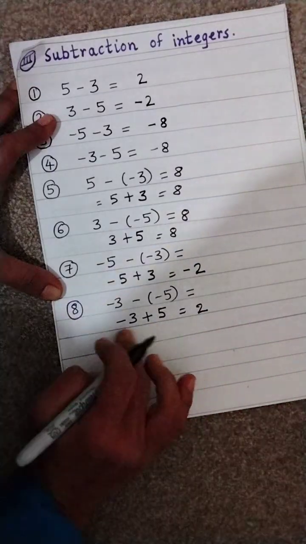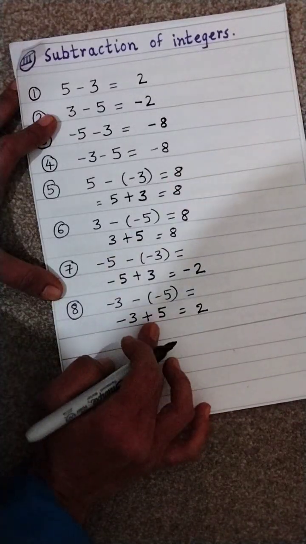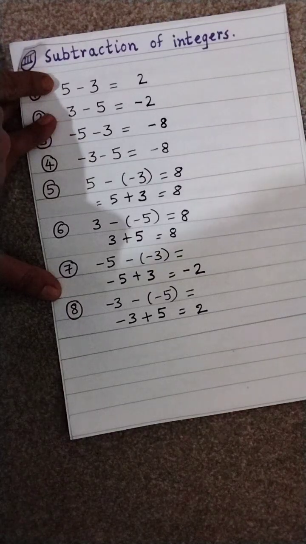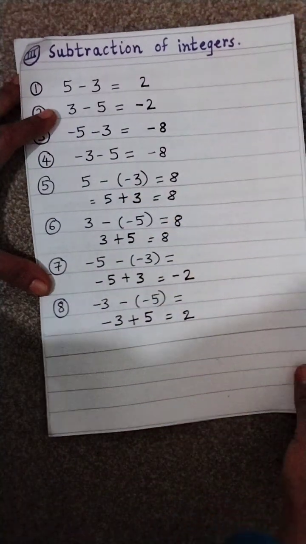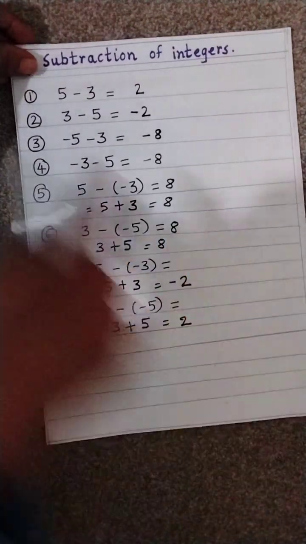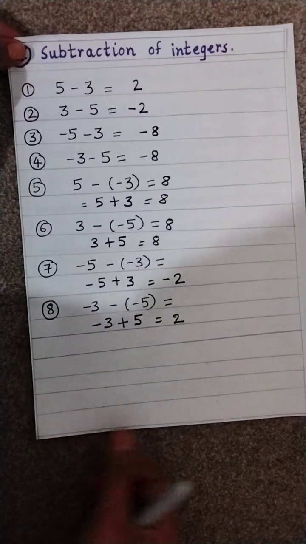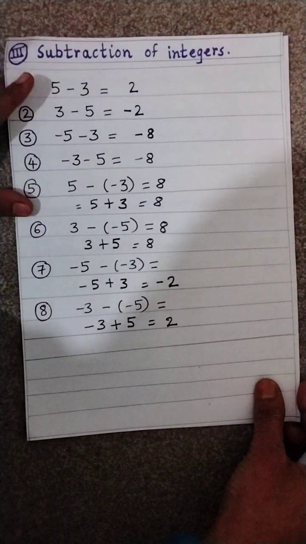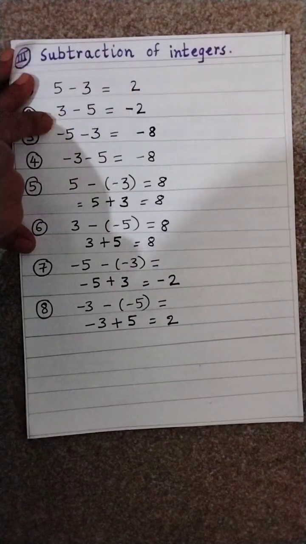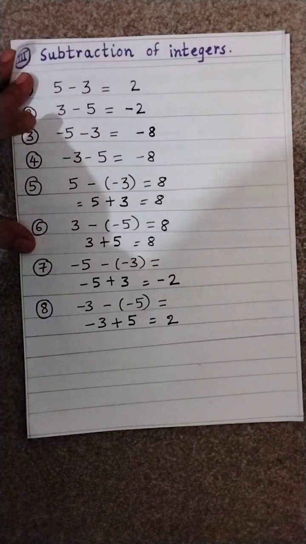Whenever we have two different signs, we subtract and put the sign of the bigger number. Whenever there are two different signs, what do we do? We just subtract and put the sign of the bigger integer. 5 minus 3 is 2. 3 minus 5 is minus 2 because we put the sign of the bigger number.